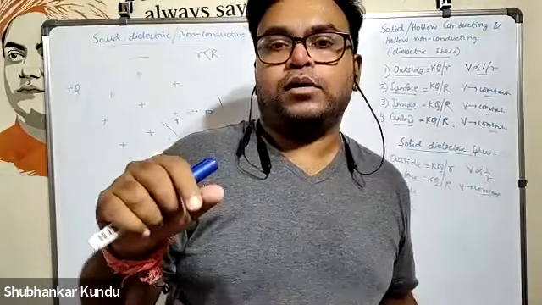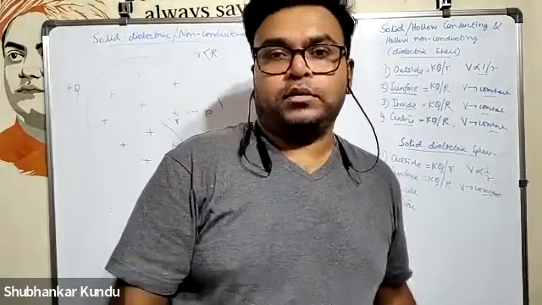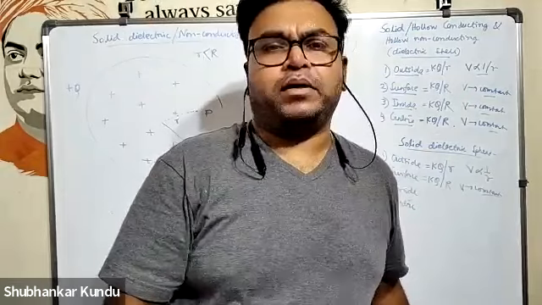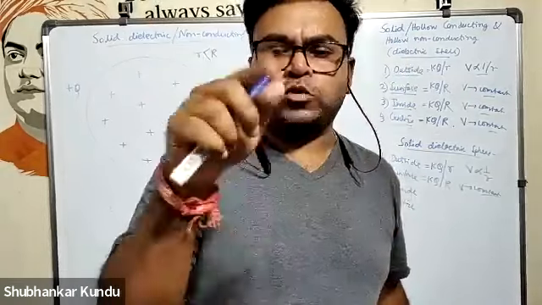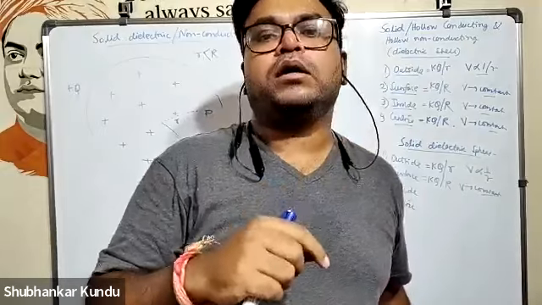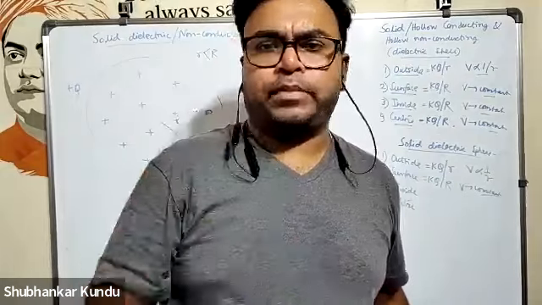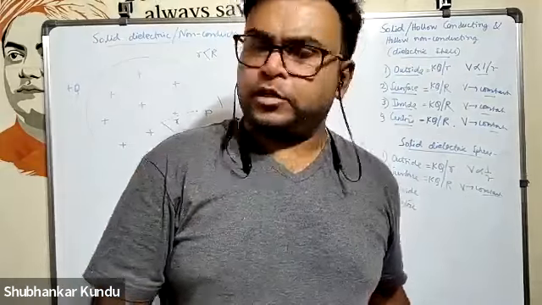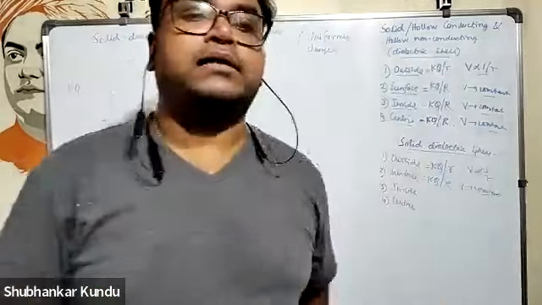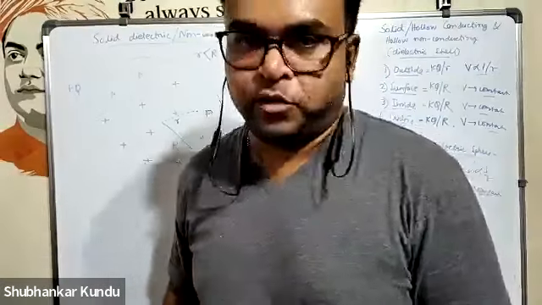KQ r upon capital R cube. I showed you how to remember it: KQ upon capital R square into small r by capital R. KQ upon capital R square is the electric field on the surface, multiplied by small r upon capital R. So the inside case in a dielectric solid always creates trouble. Let us see what happens here. It's a beautiful one, not trouble.